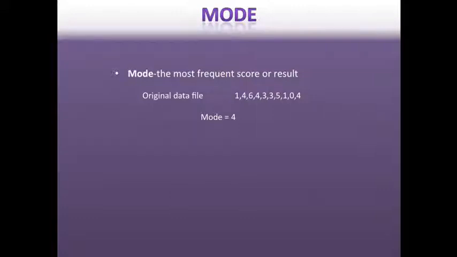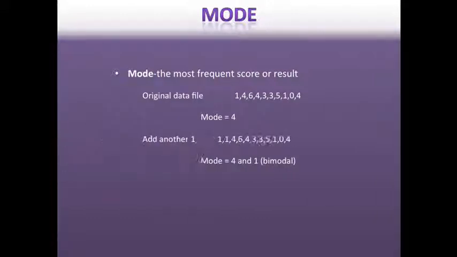All right, so the mode is, for a set of numbers, the number that is most frequent in that set. So if you look at this set of numbers here, you can say, well, if you count them up, the number that comes up most frequently there is 4. All right, so 4 is your mode.